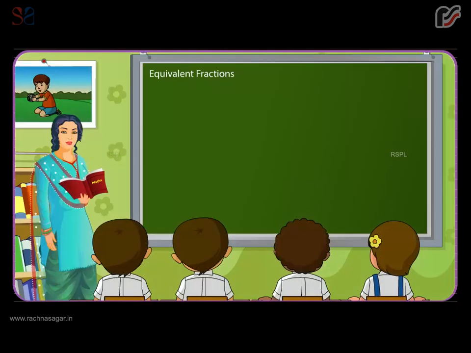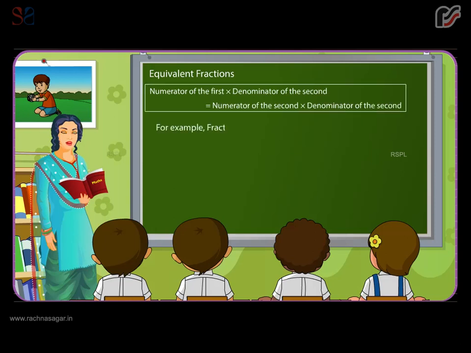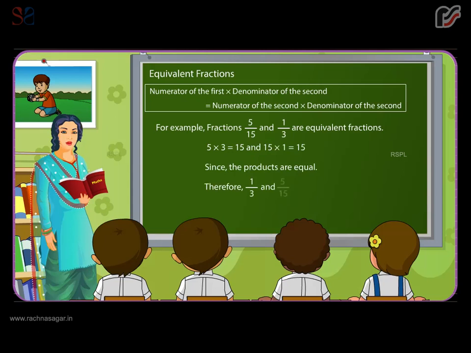Equivalent fractions. Two fractions are said to be equivalent if the product of the numerator of the first and the denominator of the second is equal to the product of the denominator of the first and the numerator of the second. For example, fractions 5/15 and 1/3 are equivalent fractions because 5 multiplied by 3 is equal to 15 and 15 multiplied by 1 is also equal to 15. Since the products are equal, therefore 1/3 and 5/15 are equivalent fractions.